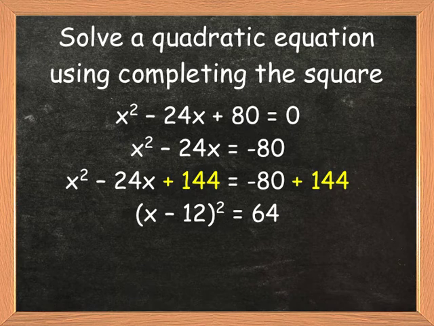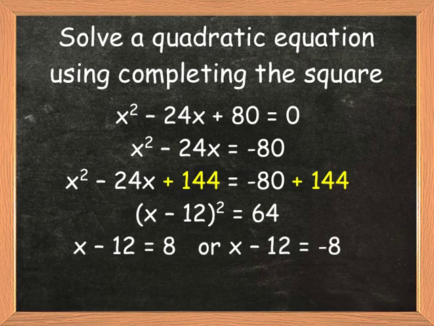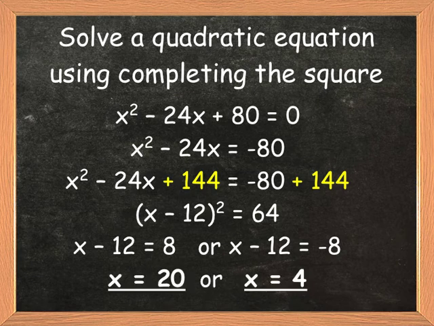Take the square root of both sides. You'll get x minus 12 equals plus or minus 8. So let's write it as two separate equations. X minus 12 equals positive 8, or x minus 12 equals -8. Now solve, and again we get two solutions. Very often with the quadratic equations you'll expect two solutions. Sometimes there's one solution and sometimes there's no real solution.